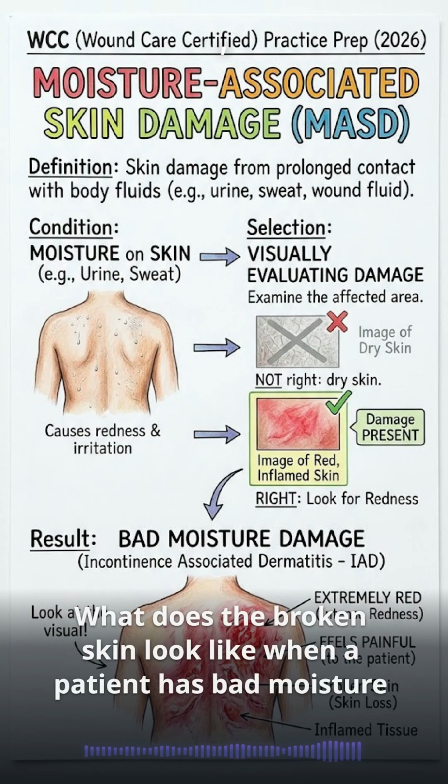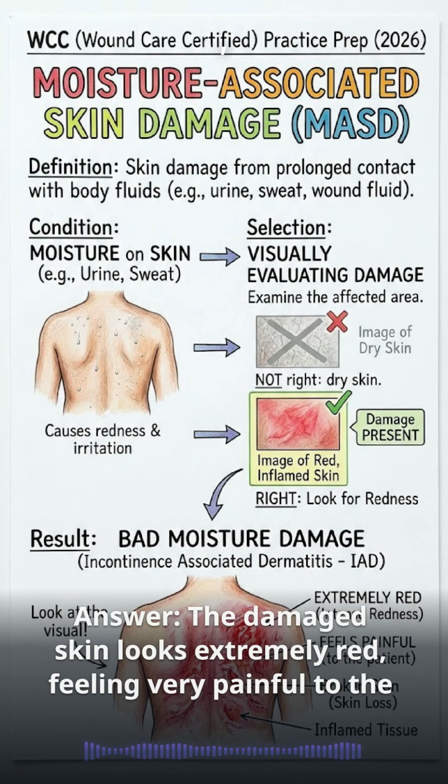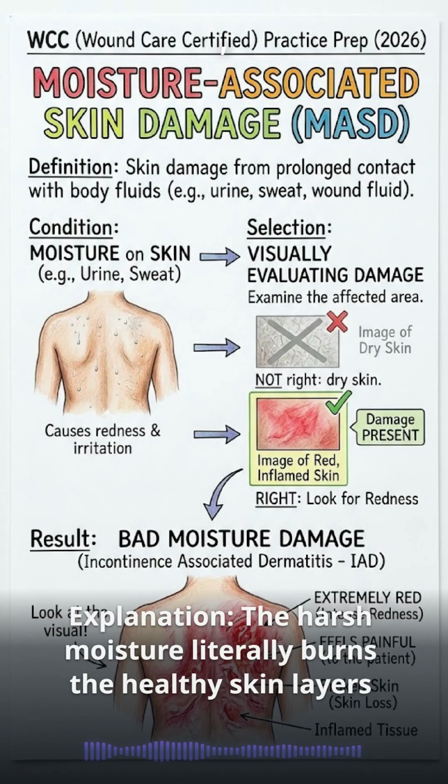67. What does the broken skin look like when a patient has bad moisture damage? The damaged skin looks extremely red, feeling very painful to the poor sick patient. The harsh moisture literally burns the healthy skin layers away, leaving an open sore.